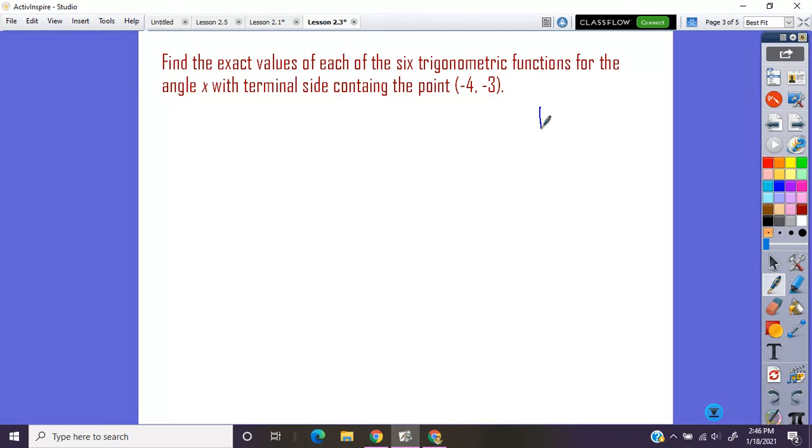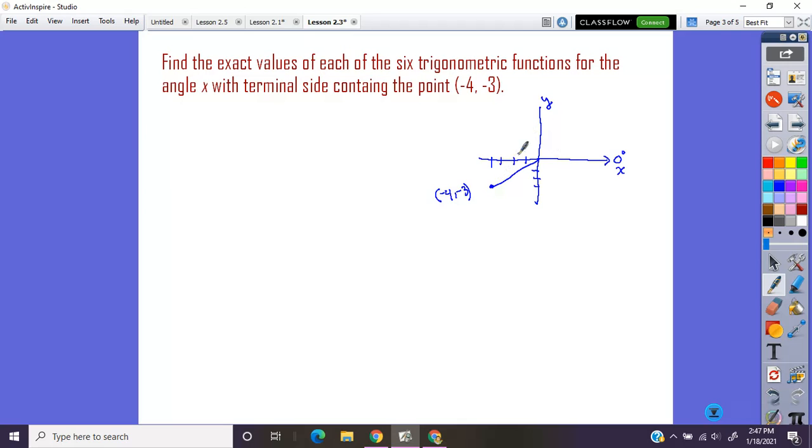So let's talk about what this looks like. We know that all angles start right here. This would be our 0 degrees, or 0 radians if you're in radians. But we also know that this is our x-axis and our y-axis. So we can graph this point (-4, -3). That is this point right here. I'm going to draw a line to connect this. So this is the angle I'm trying to find.